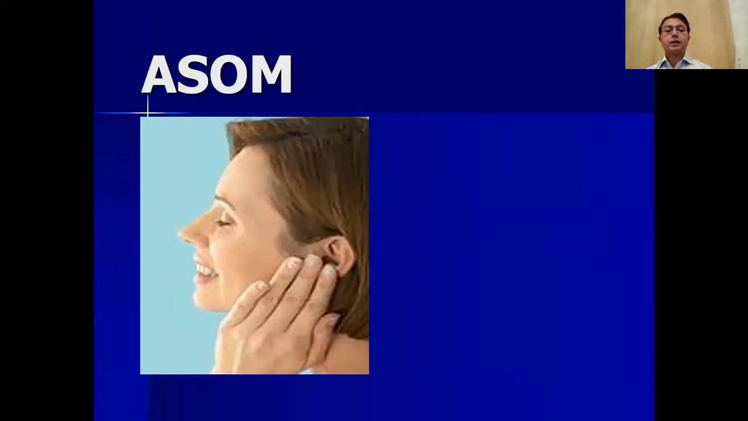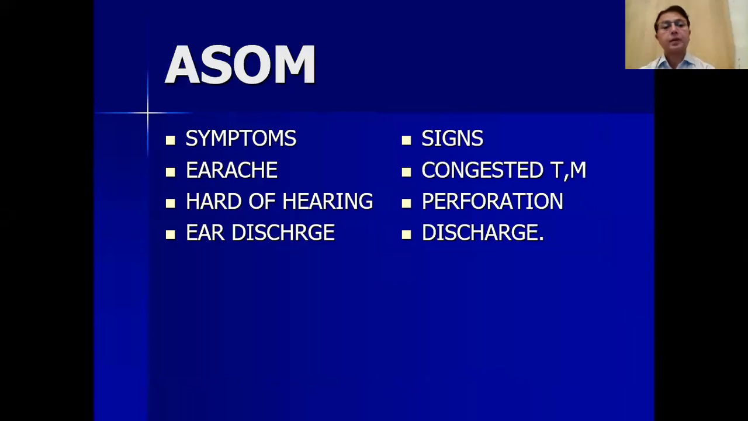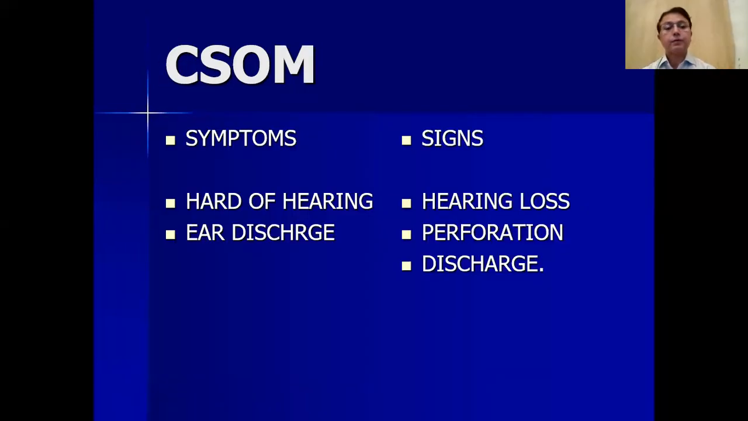Acute suppurative otitis media: if the disease in the middle ear is confined and stays for a few weeks, it's called acute suppurative otitis media. Symptoms are very severe headache, fever, and later on ear discharge. Signs are purulent ear discharge in the middle ear. The patient can have a congested eardrum, later on perforation, and in chronic suppurative otitis media, they are only hard of hearing with perforation.